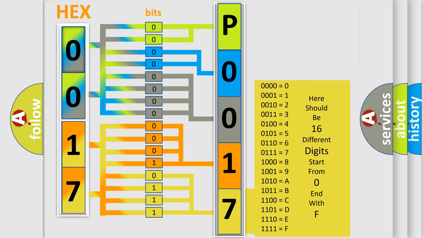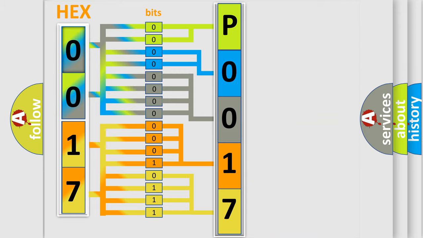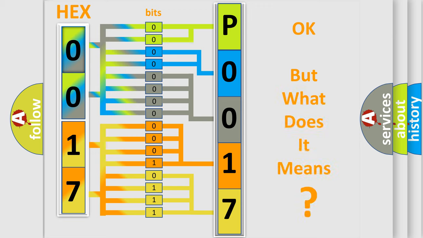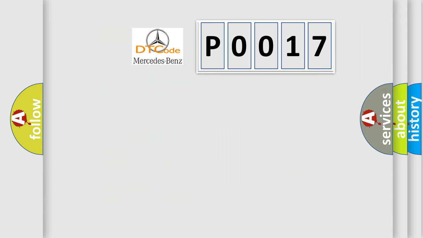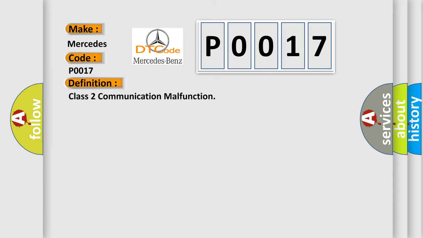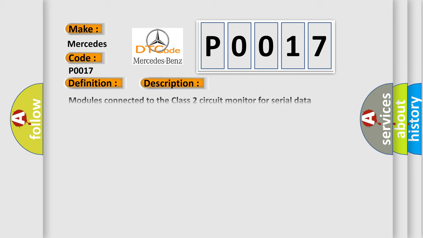We now know in what way the diagnostic tool translates the received information into a more comprehensible format. The number itself does not make sense to us if we cannot assign information to what it actually expresses. So, what does the Diagnostic Trouble Code P0017 interpret specifically for Mercedes vehicles? The basic definition is Class 2 communication malfunction. And now this is a short description of this DTC code.